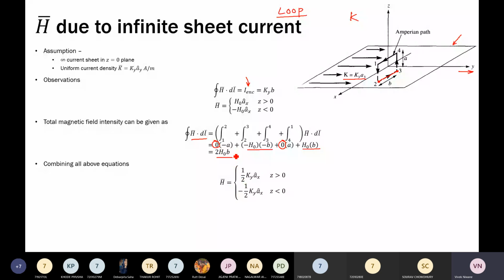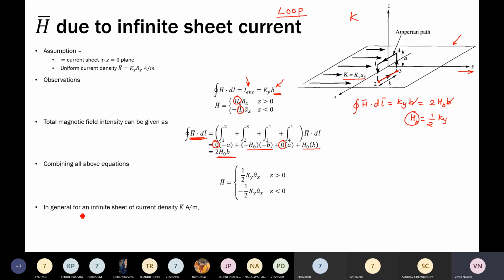Now combining all the above equations, we can write down H bar is equal to, okay, what we have done over here, we have used this value. Over here, closed loop integration of H bar dot dl bar is equal to Ky b. Also, closed loop integration of H bar dot dl bar is equal to 2H0b. And as said, we are interested in this value. So b got cancelled out. So this will have 1 by 2 Ky. So we have replaced this H0 value over here and over here, and we have this expression.